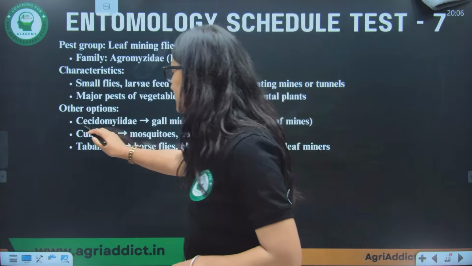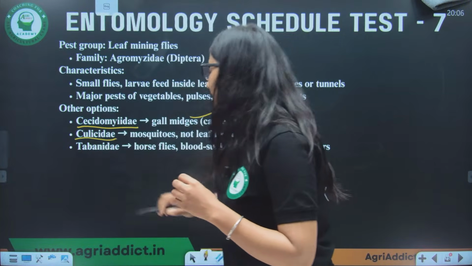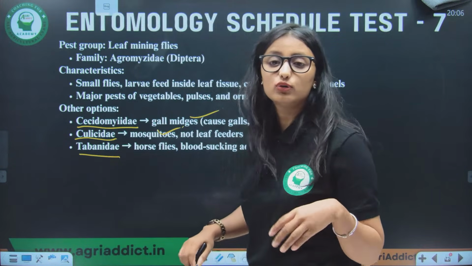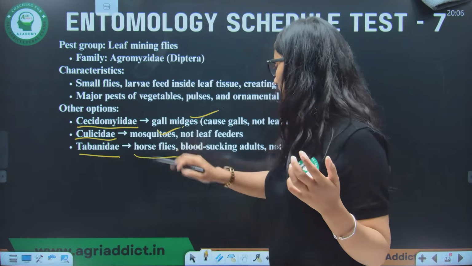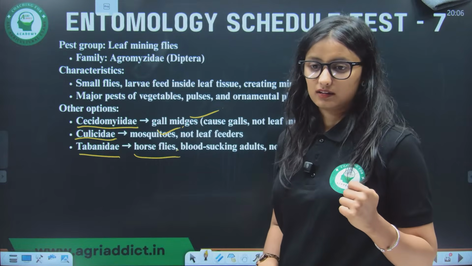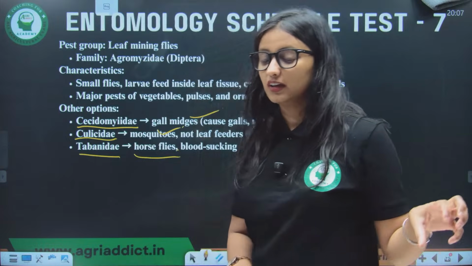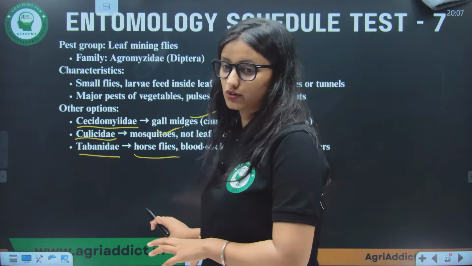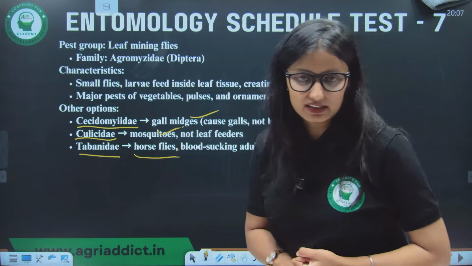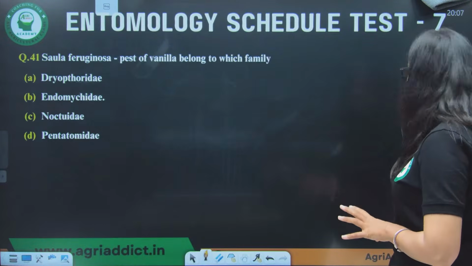What about Cecidomyiidae? It contains gall midges. What about Culicidae? It includes mosquitoes. And Tabanidae? It includes horse flies. Is it clear? So today all the questions are one-liners and you should cram these questions as they are. You should know their typical symptoms. You should know their typical characters. Okay? Very good. You are responding nicely today.